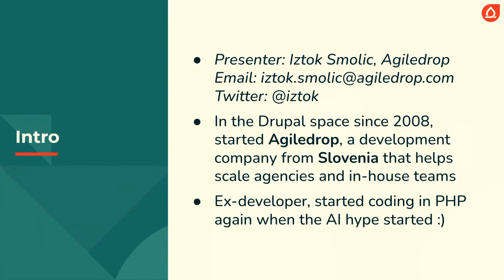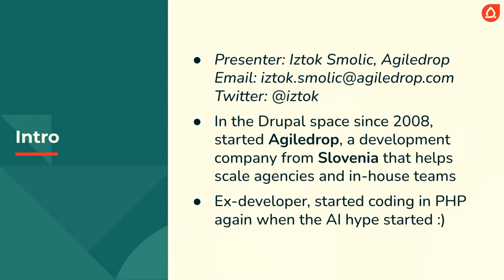I'm Iztok Smolic. I am the managing director of Agile Drop. I've been in Drupal since 2008. We have a development company in Slovenia. We help digital agencies and in-house development teams by enabling them with additional development capacity. I was a developer back in 2008, but for a couple of years I haven't really touched code. Then this AI hype started, and I really wanted to start working on something. So for about a year now, I'm also doing some development again.